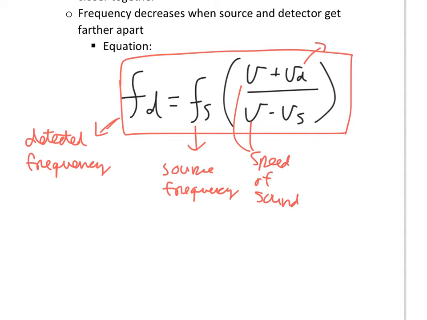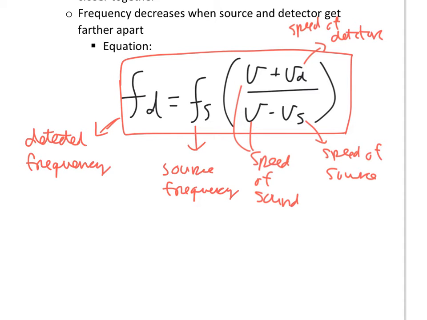This is the speed of the detector or observer. And this is the speed of the source. So it's a messy equation, but you'll notice that you're multiplying frequency by speeds over speeds. So all of these units end up canceling out, which is why you do end up with a frequency equaling a frequency, just multiplied by all of that.